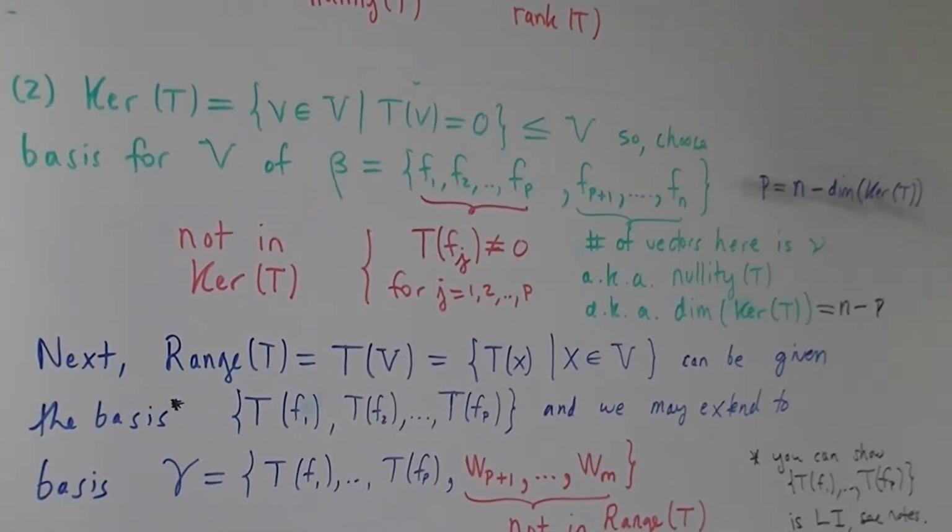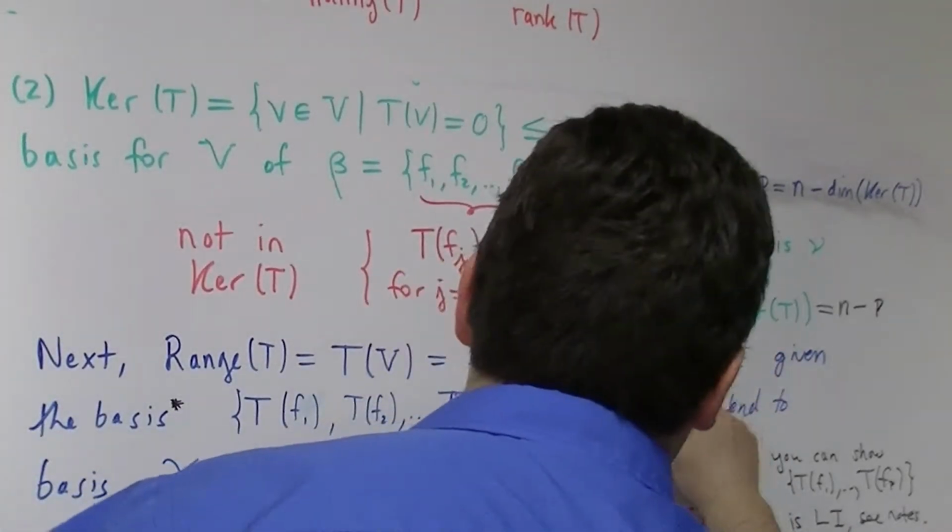Okay. So then the next step is to think about the range. The range of T is a subspace of W, right? So the range is a subspace of the codomain vector space.